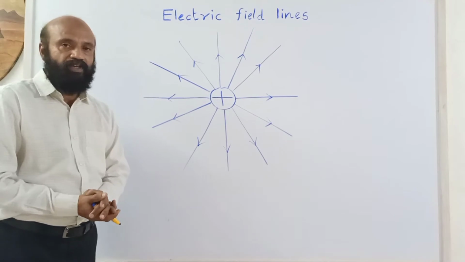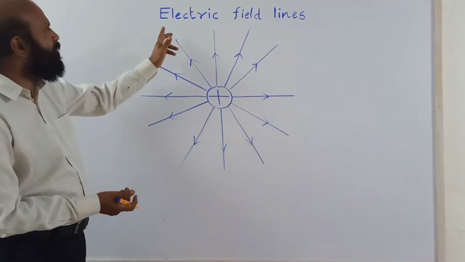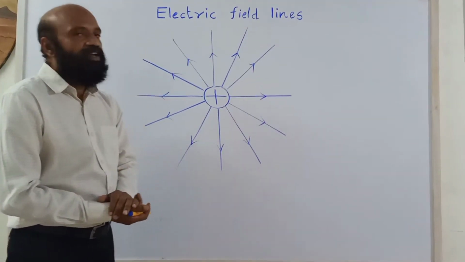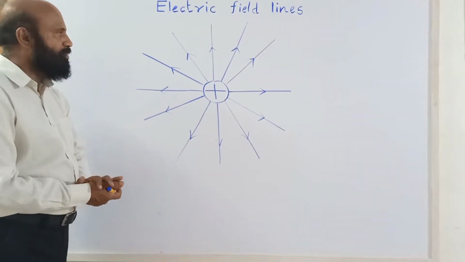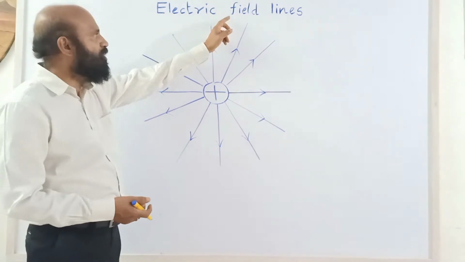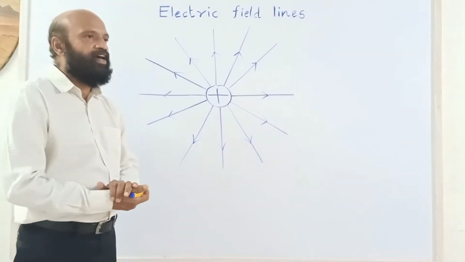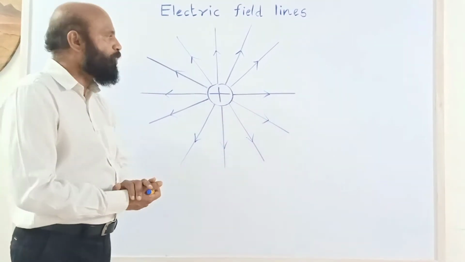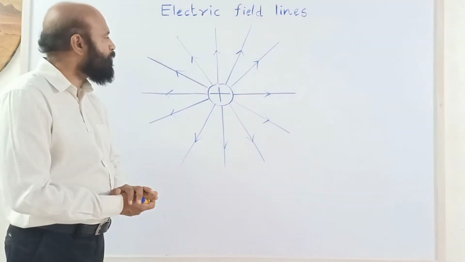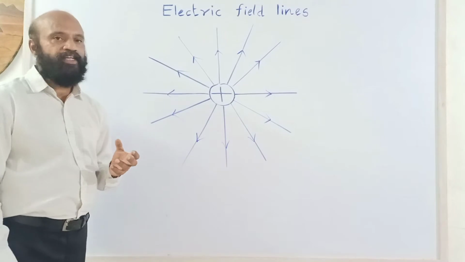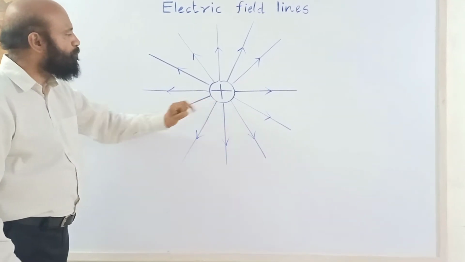Michael Faraday developed an idea of electric field lines. An electric field can be visualized or can be represented by electric field lines. Electric field line is the direction along which a unit positive charge tends to move if it is free. Now we'll see an isolated positive charge.